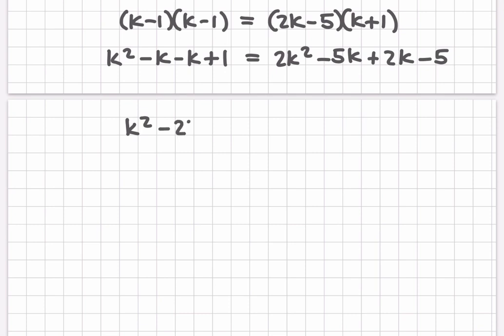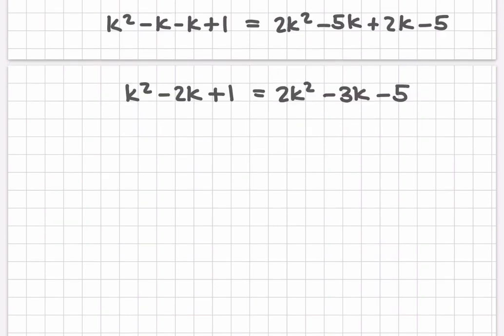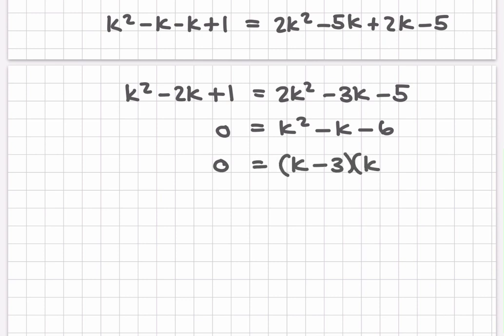I'm going to say k squared minus 2k plus 1 is equal to 2k squared minus 5 plus 2 is minus 3k minus 5. Now I'm going to move everything to the right. So I'm going to have 2k squared minus k squared is k squared, minus 3k minus negative 2k is minus k, then minus 5 minus 1 is going to be minus 6. Then we can factorize. We get (k minus 3)(k plus 2). So k is either equal to 3 or k is equal to negative 2.